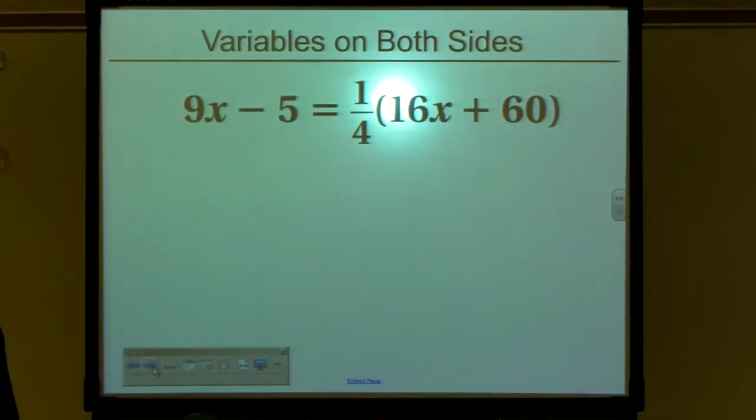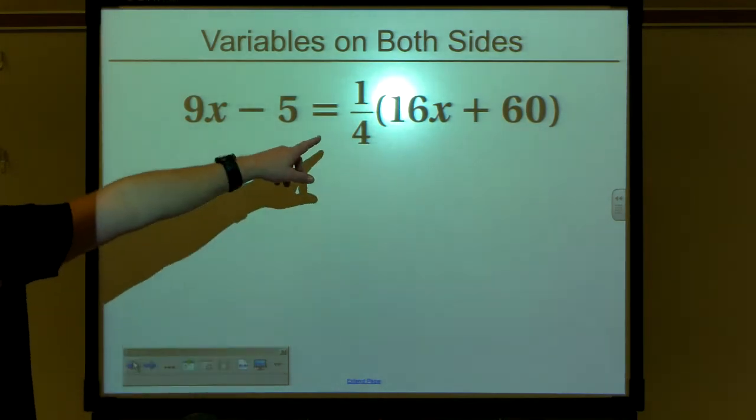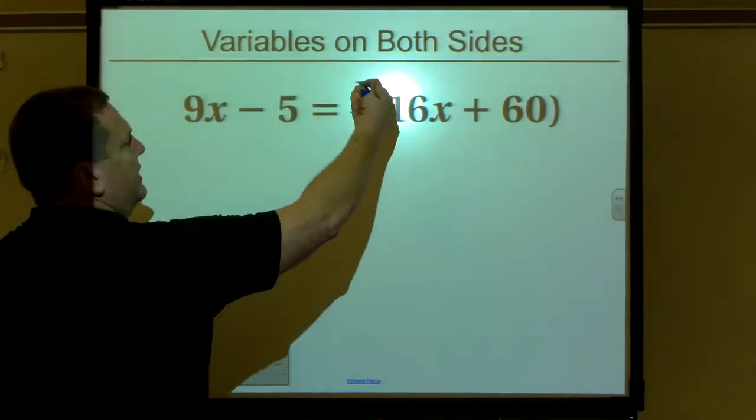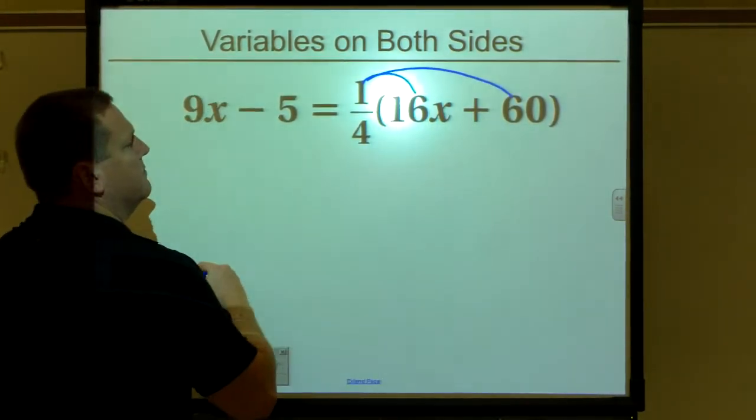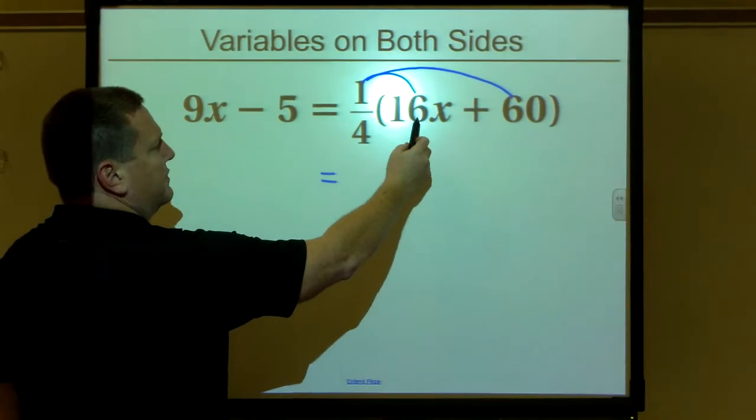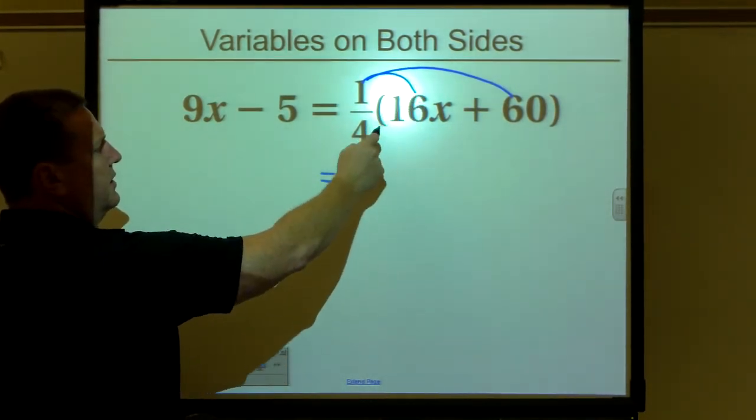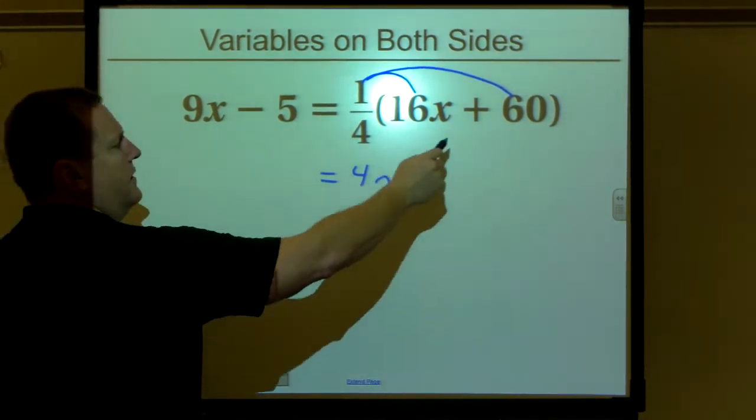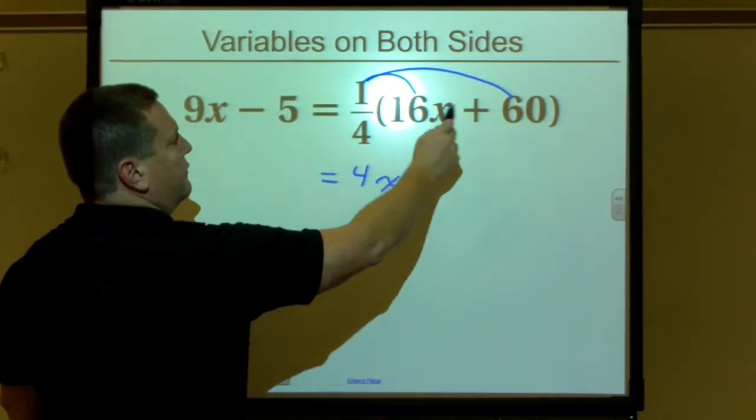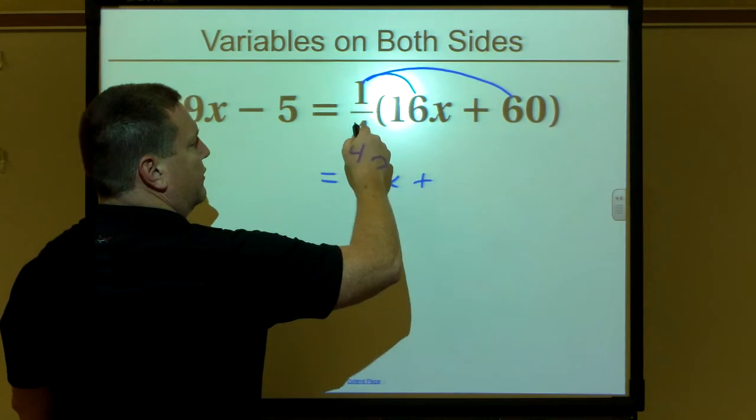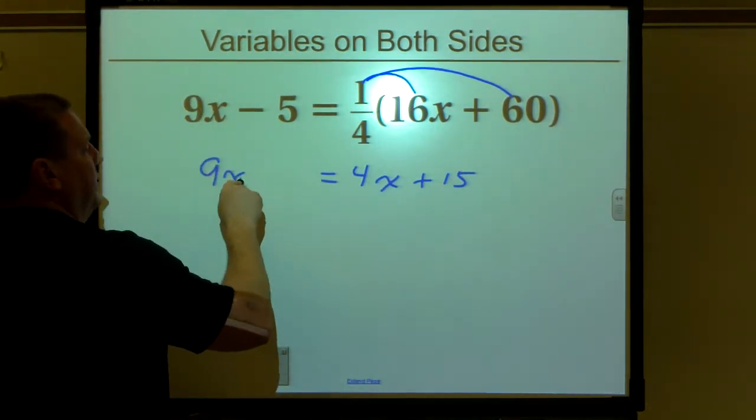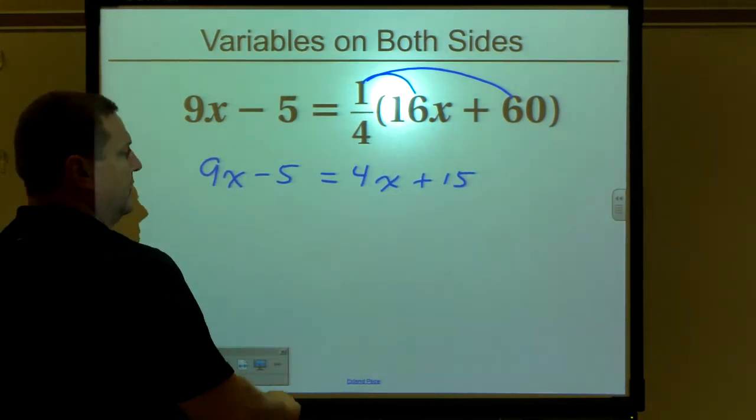Next example, I think I have this on here twice. Yes, I do. So I'm going to show you how to deal with this fraction 2 different ways. The first way is just to go ahead and distribute. So 1/4 of 16 is 16 over 4, which is 4. 4 times x is x. And then distribute to the 60. So 1/4 of 60 is 60 over 4, which is 15. This side here, we didn't do anything with, so I'm just going to bring it straight down.